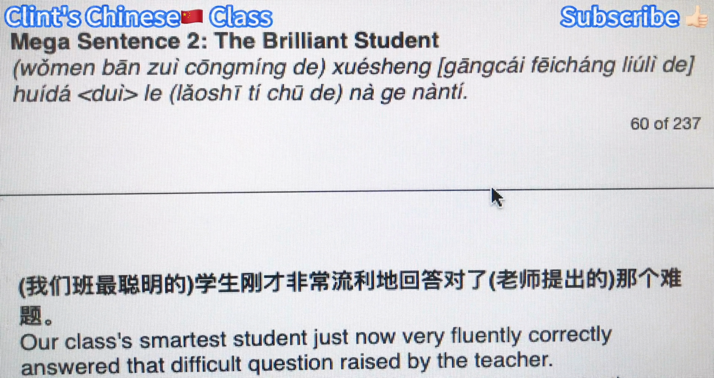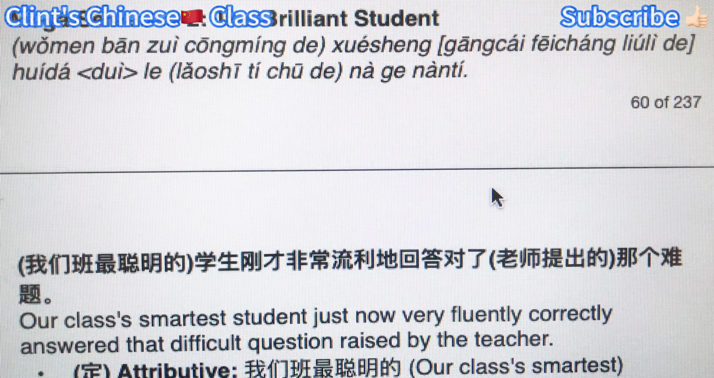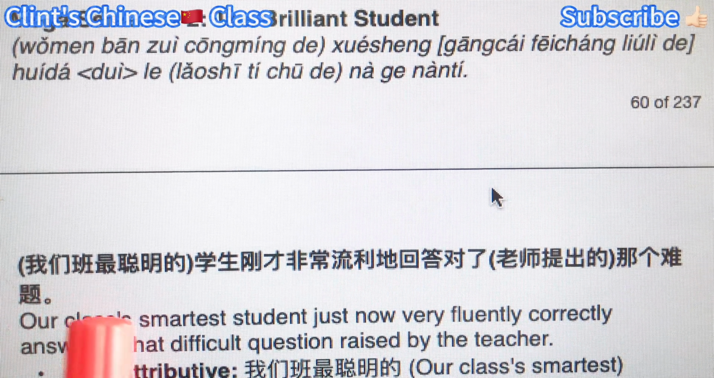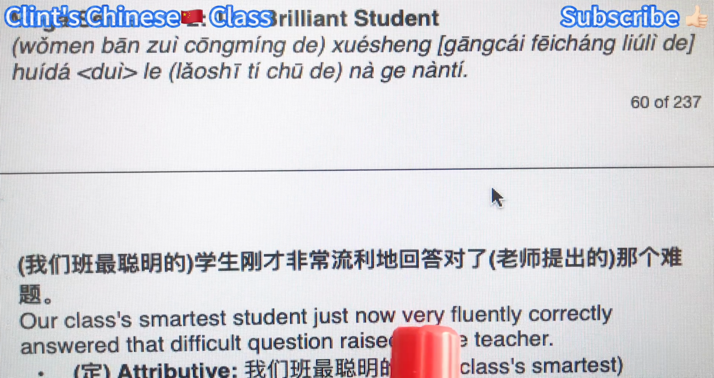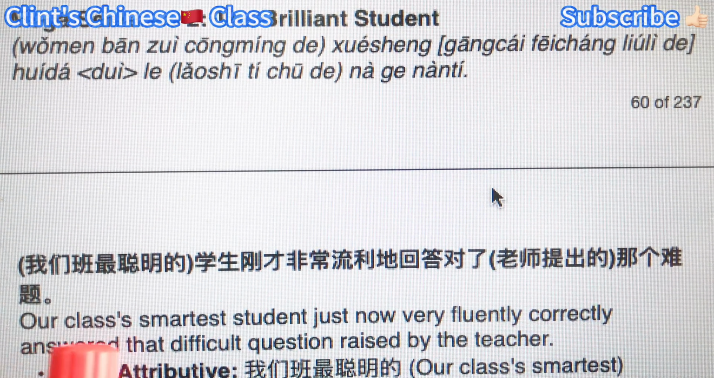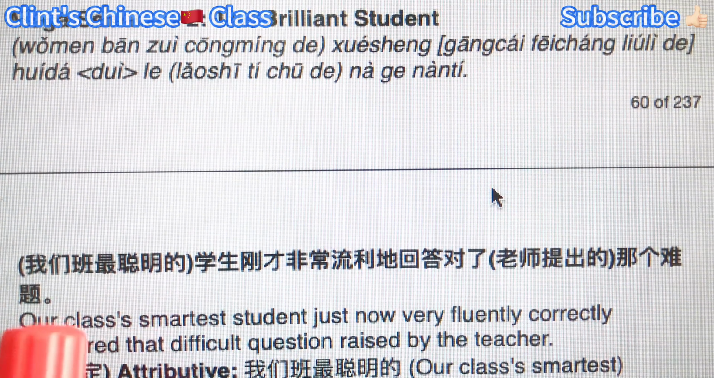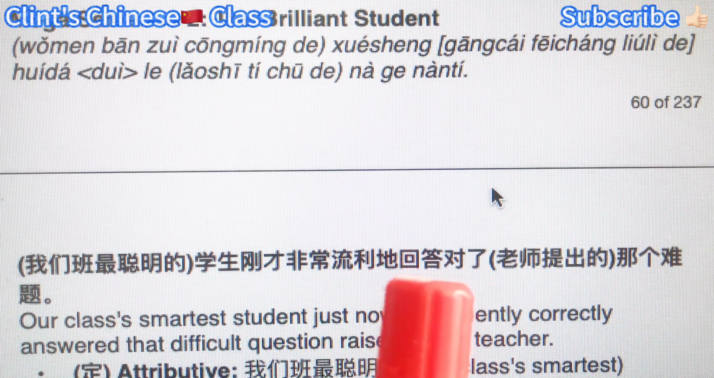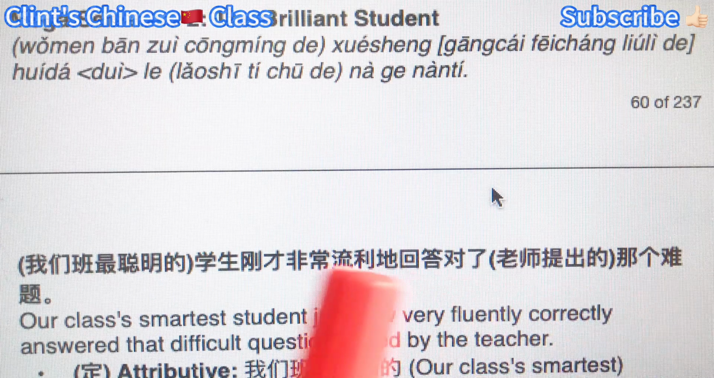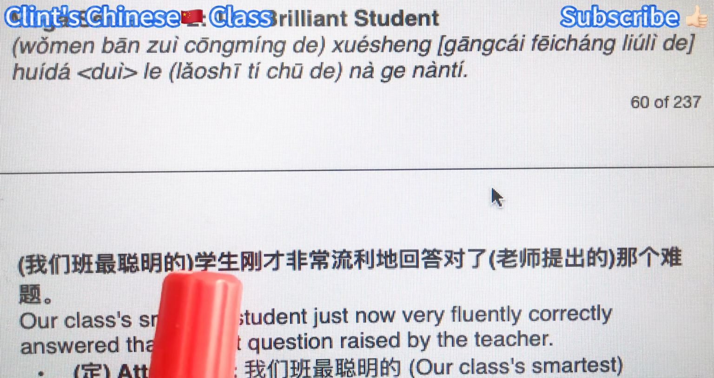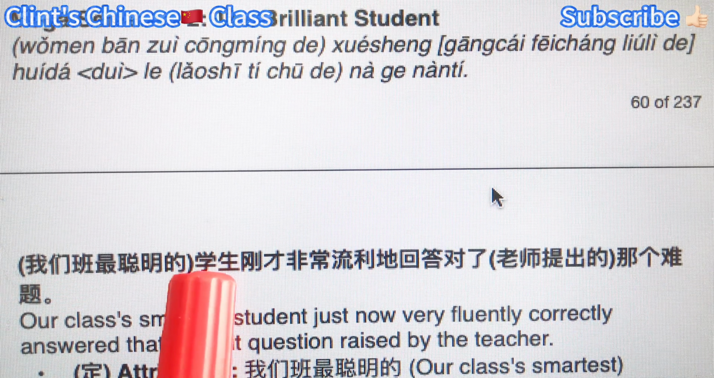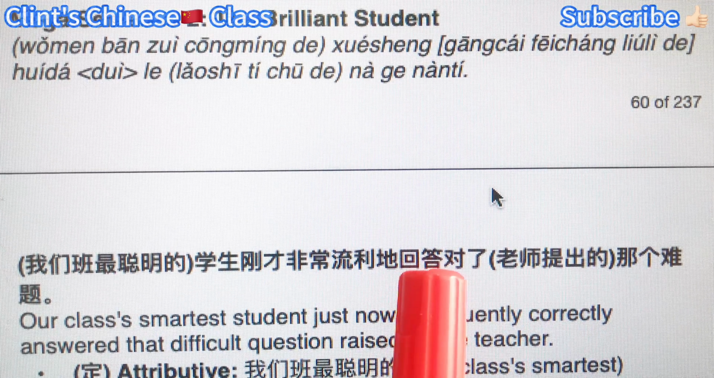Okay, now the second sentence. Our class smartest student just now very fluently correctly answered that difficult question raised by the teacher. Again, subject plus verb plus object. The student, 学生, is the subject, and 回答, answered.